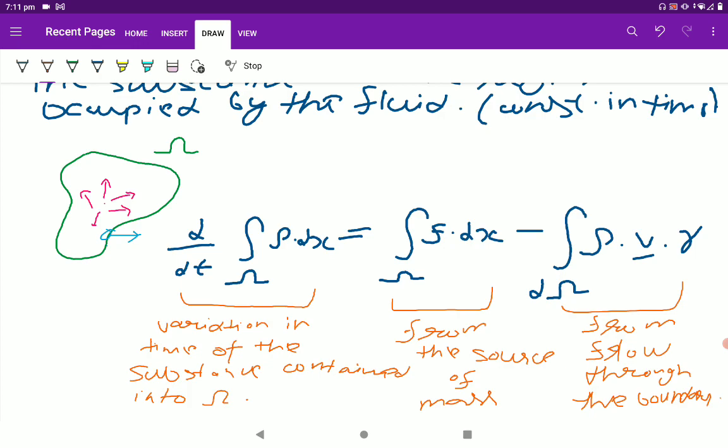Let's simplify here. Here v is the velocity of the fluid, and gamma is the unit normal to the boundary, like this one. I hope you're understanding. And we have to do some manipulation here in order to solve this equation.